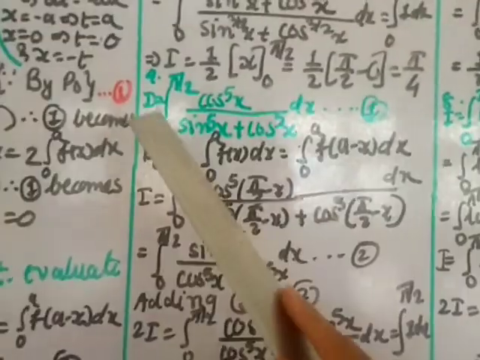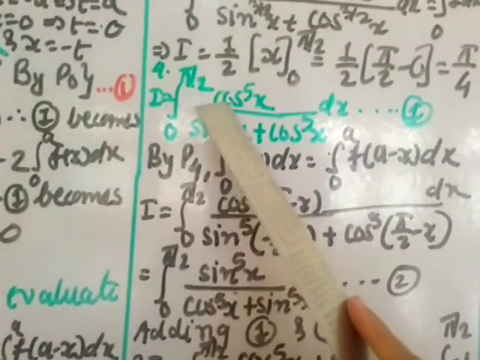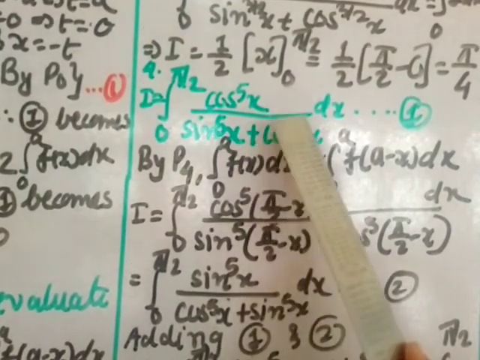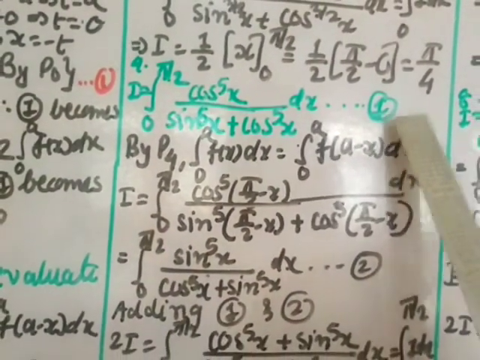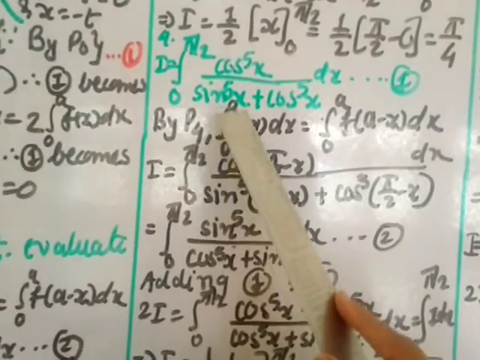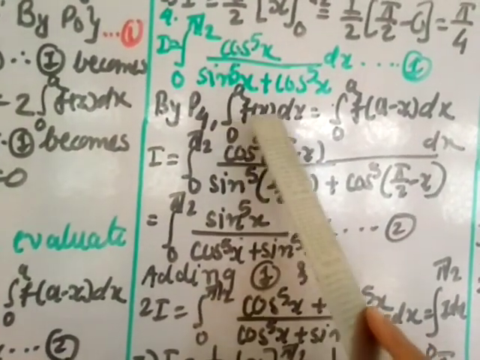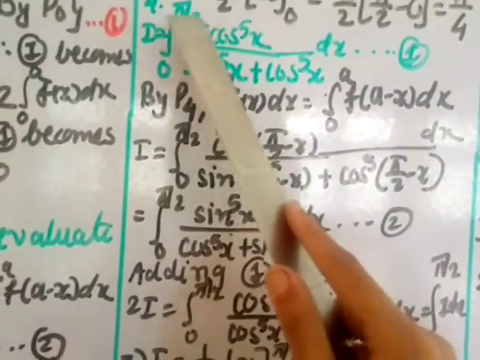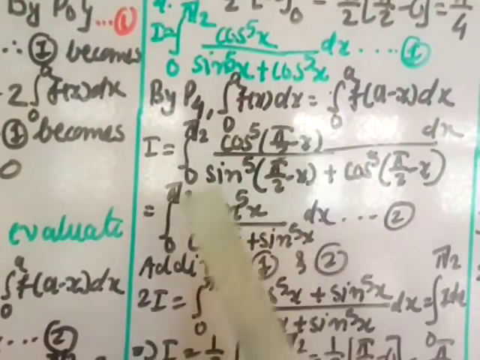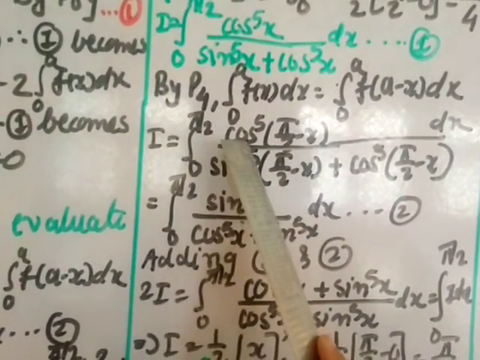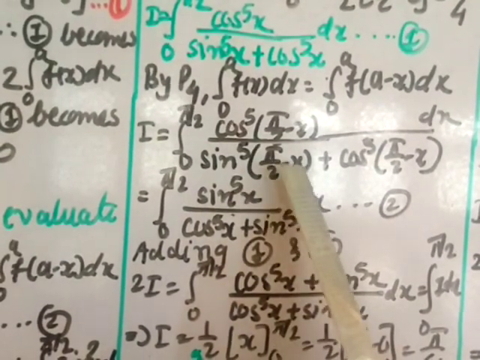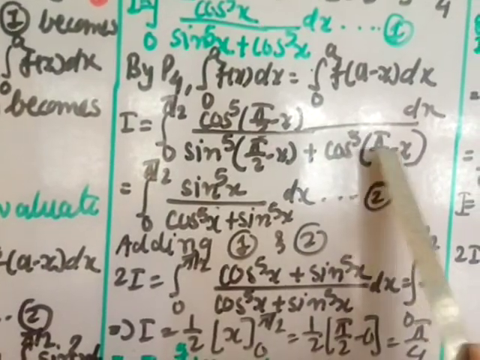Question number 4, I is equal to integral 0 to pi by 2 cos power 5x divided by sin power 5x plus cos power 5x dx. Call it number 1. Same property we use, integral 0 to a f of x dx equal to integral 0 to a f of a minus x dx. Instead of x, you write pi by 2 minus x. Okay, all three places. So integral 0 to pi by 2 cos power 5 of pi by 2 minus x divided by sin power 5 of pi by 2 minus x plus cos power 5 of pi by 2 minus x.